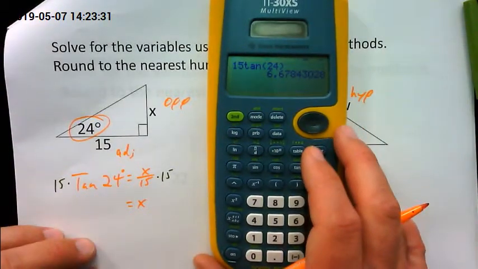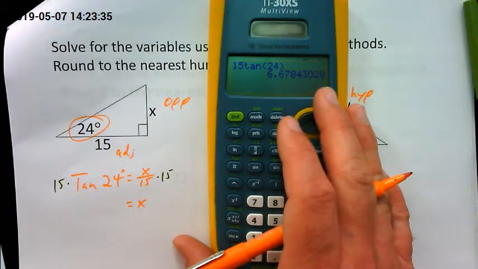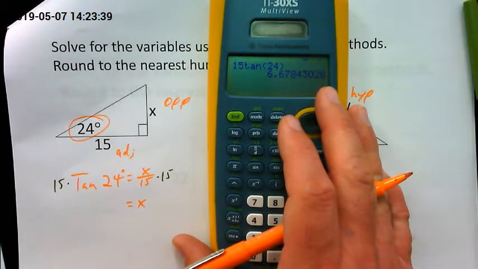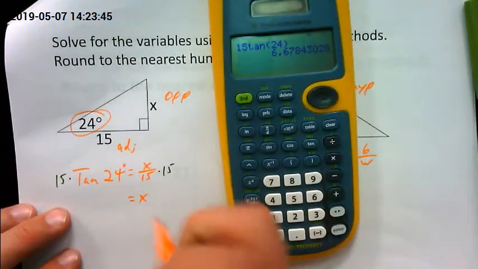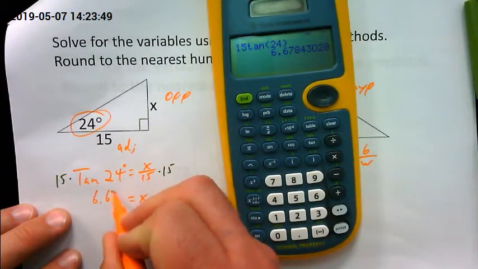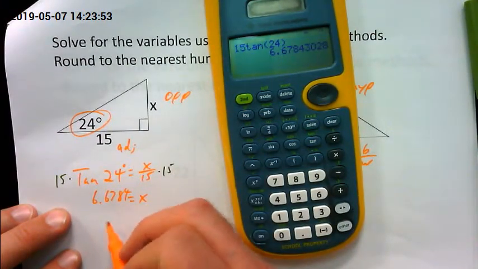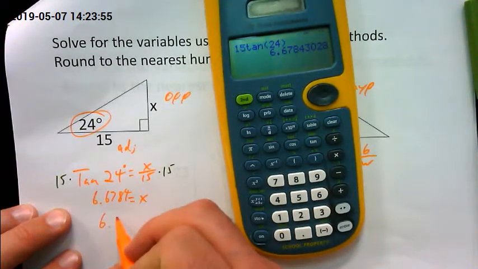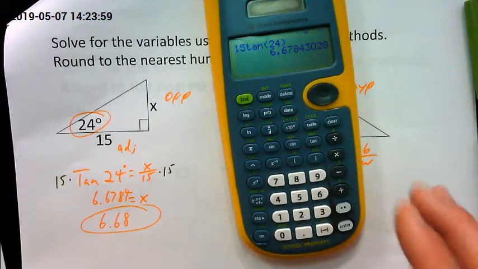If you're not used to this type of calculator, I recommend when you go through and do the FSA practice test online, practice using that calculator some so that you're familiar with it. All right? Again, it's on the FSA website for you to practice with. So 6.6784. It says round to the nearest hundredth. I know I didn't round yet. 6.68 would be your final answer.